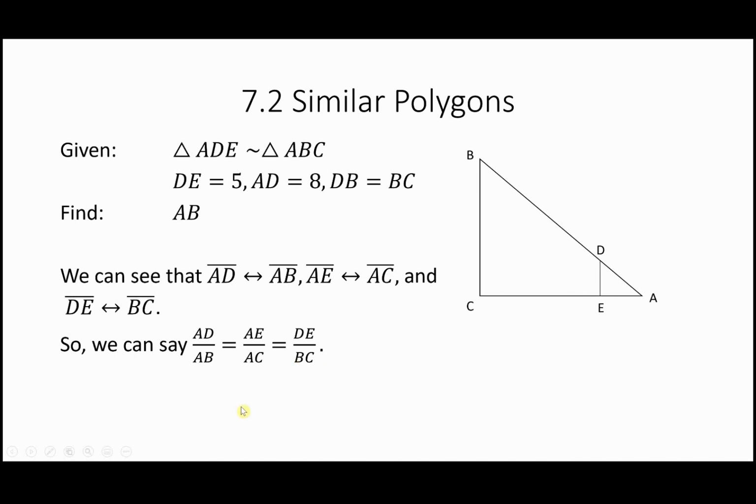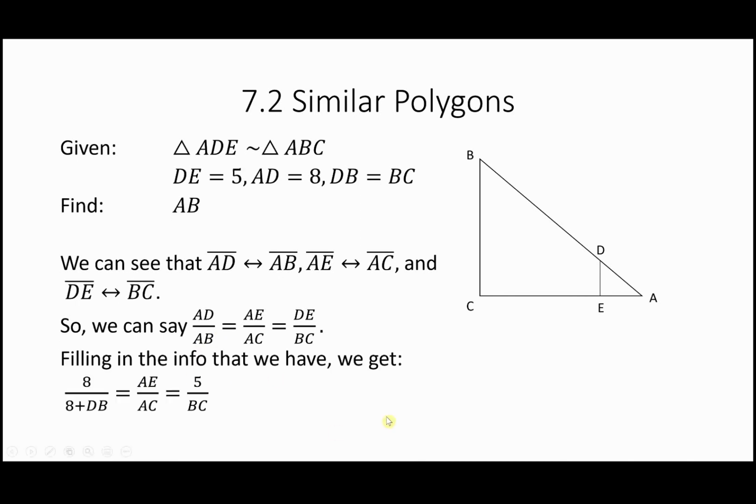So what elements are known to us? Well, DE is known, so we'll put a 5 right here, AD is known, we'll put an 8 right there, and then we'll probably knock out this middle ratio, because it doesn't have anything to do with what we're trying to find here, the value of AB. Okay, so let's see what we have here.